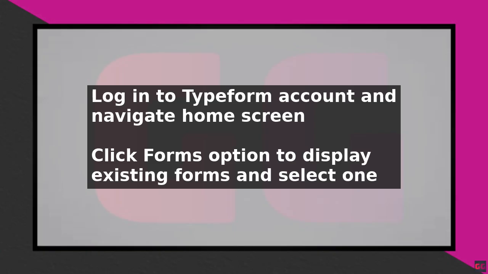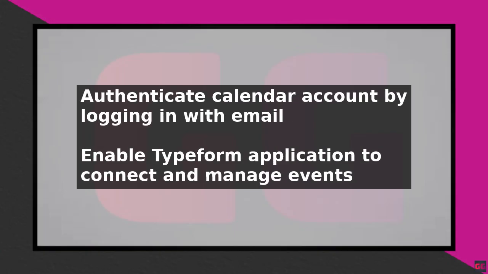Select the form you want to add a calendar link to, and then click on the Add Content button at the top. In the options that appear, look for the calendar logo under Other or type Calendar in the search bar. Once you've found it, click on it.